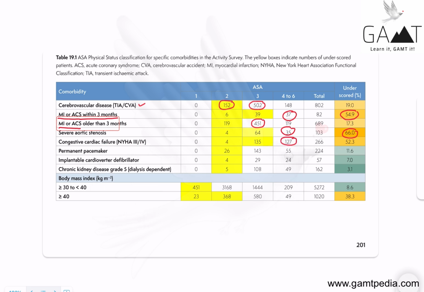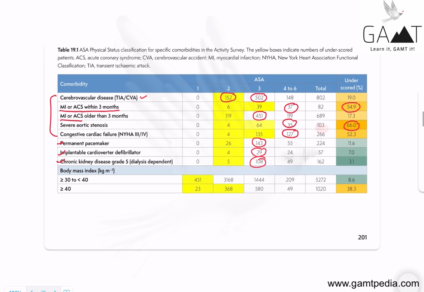Okay. Permanent pacemaker, somebody who has a permanent pacemaker by default goes to ASA 3. Same thing, implantable cardiovascular defibrillator, right? And chronic kidney disease, at least ASA 3. So the last three are fine, but the first 4 or 5, they've been grossly underscored. So it's important that you have a proper ASA grading documented in the chart.